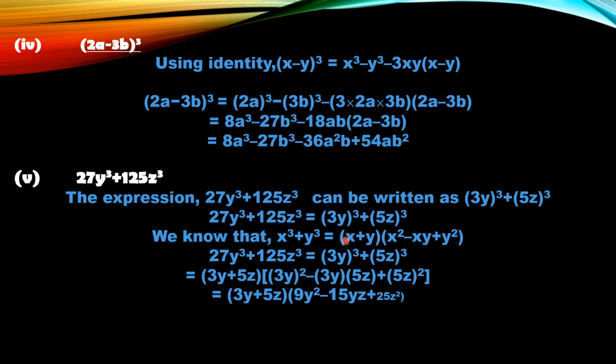Now the right hand side of the identity: a cube + b cube, or x cube + y cube, is equal to simply (x + y) bracket close, second bracket (x squared - xy + y squared). We will substitute the first term with 3y and the second term with 5z. So (3y + 5z), product, second bracket starts (3y) whole squared - 3y into 5z + (5z) whole squared. (3y) squared will be 9y squared, (5z) squared will be 25z squared, and the product is -15yz. So this is our answer.